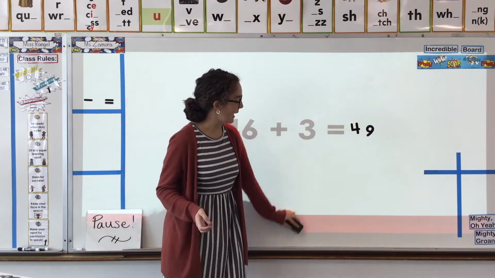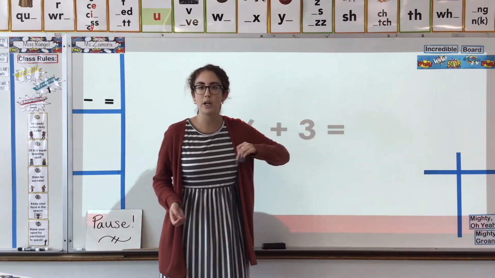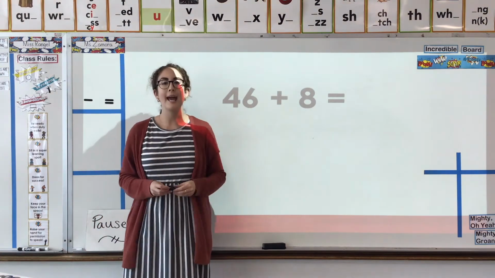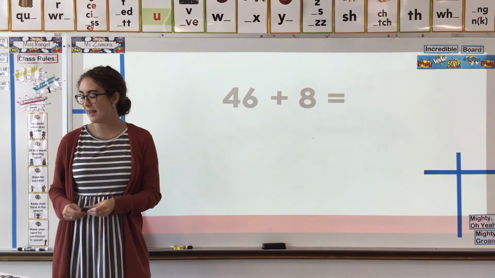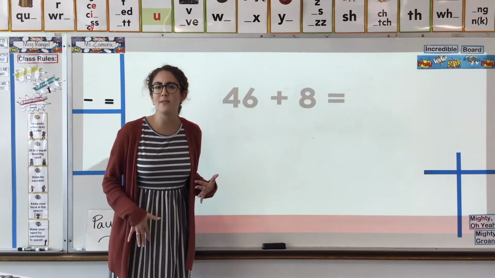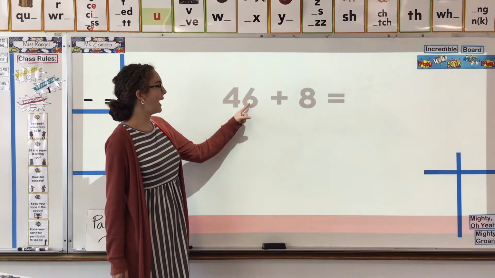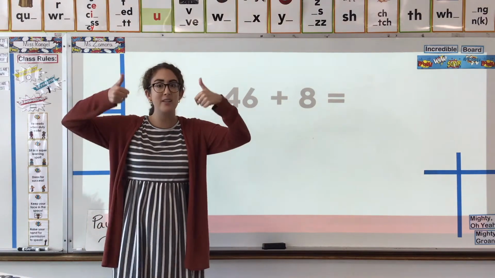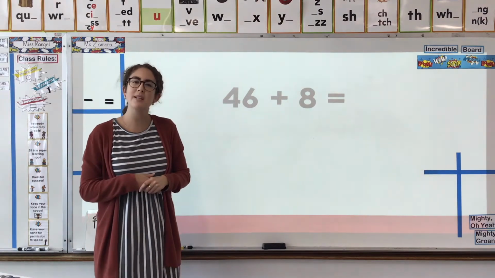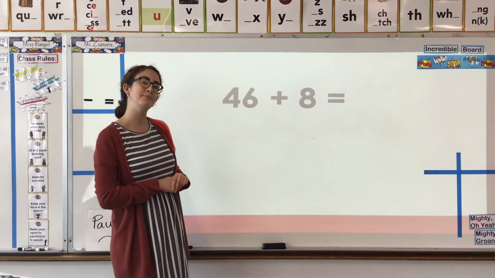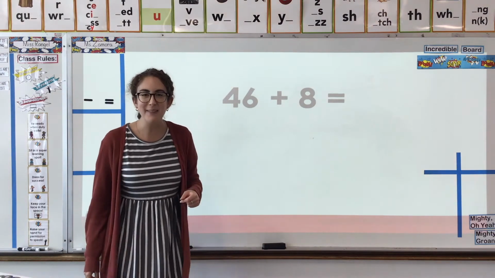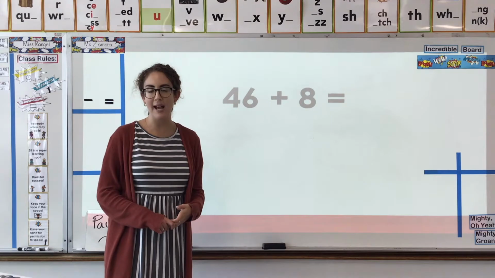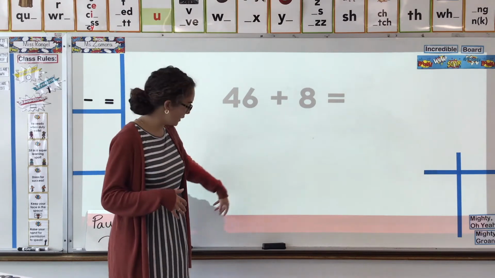Exactly, super scholars. Okay, let's look at this second problem that we're going to solve a different way. 46 plus 8. Ooh, how are we going to solve this problem? If I try and add 6 and 8 together, because they're in the same place, that's bigger than 10. That's a big problem. So I'm going to solve it a different way. I want to solve it by turning 46 plus 8 into a 10 plus that. So how am I going to do that? What am I going to do?